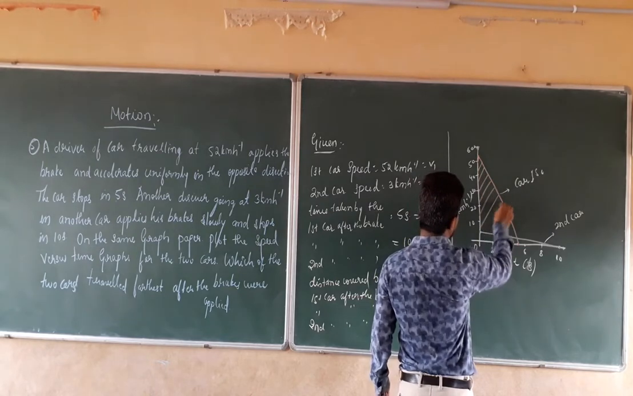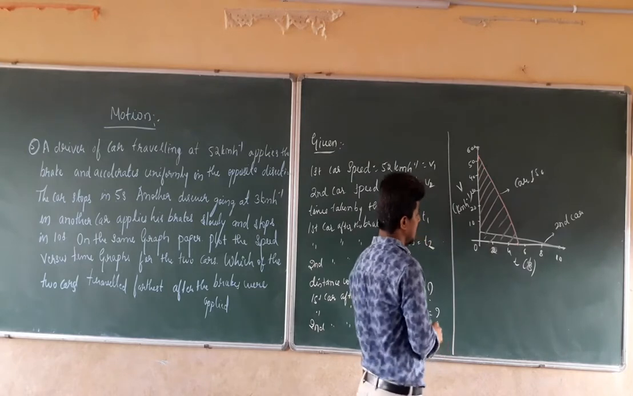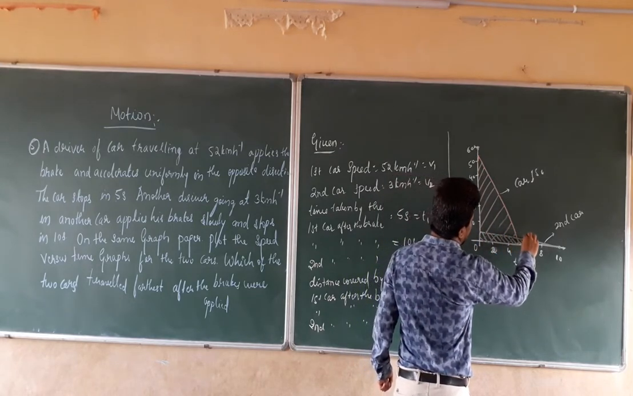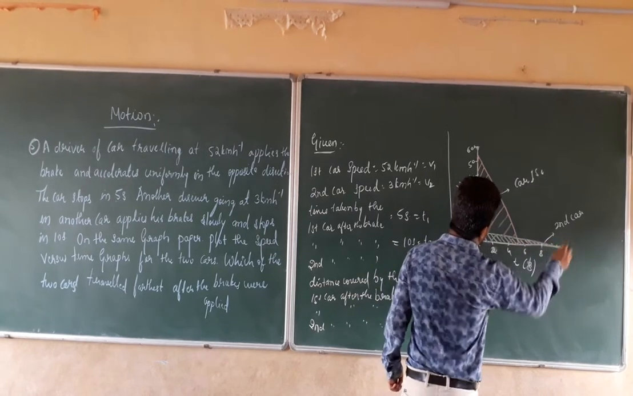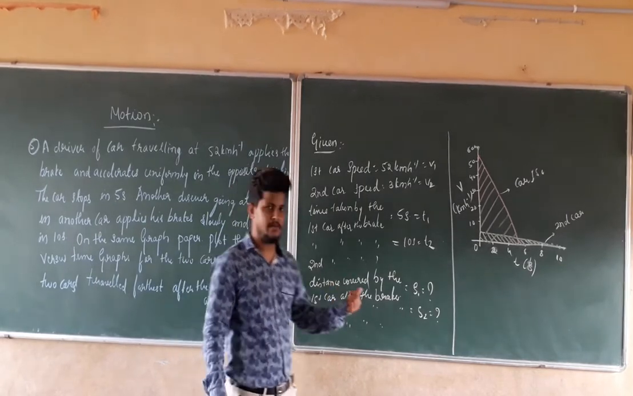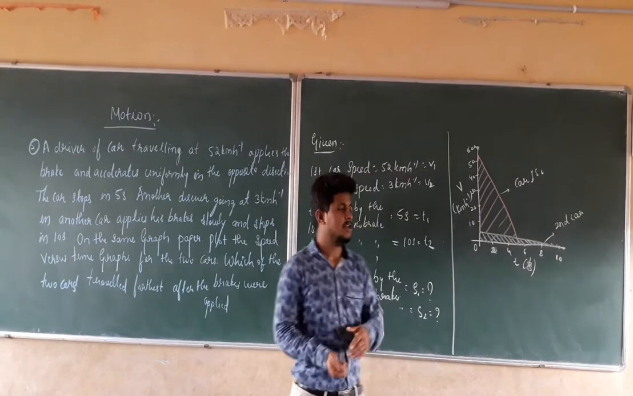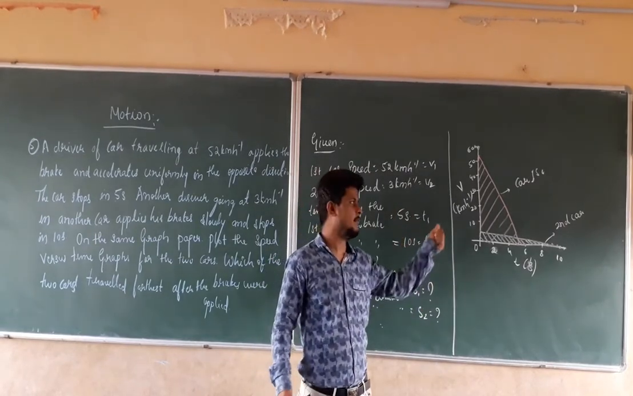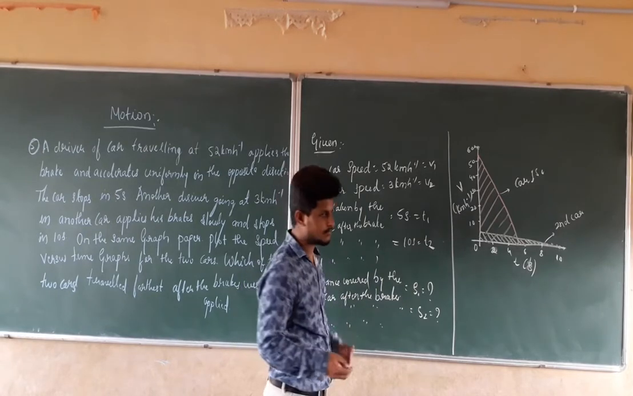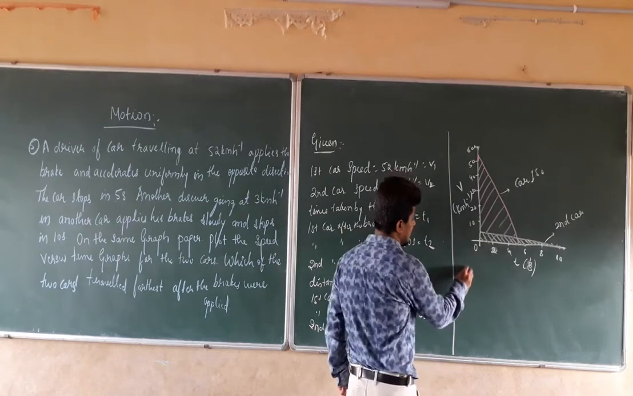We have to calculate the shaded area for car A, the first car. In the same manner, we have to calculate this area for the distance covered by the second car. If you remember the graphical representation where we draw velocity versus time, the total distance covered is nothing but the total area within the shaded region. So, the distance covered by the first car.